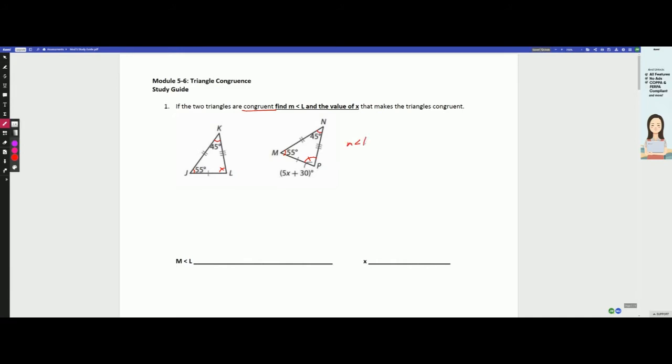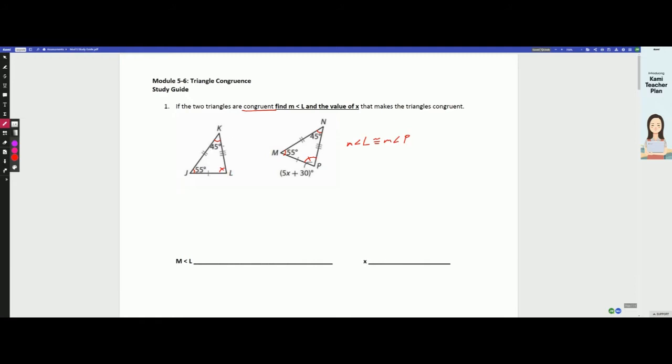L should be congruent to the measure for angle P. Okay, for the measure of angle P. All right, so knowing that, we have to find what L is. Okay, so let's find that.